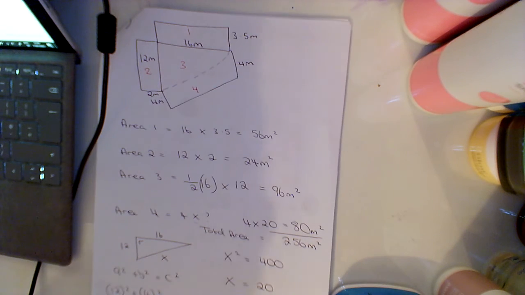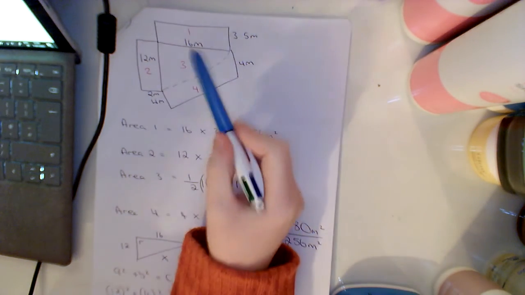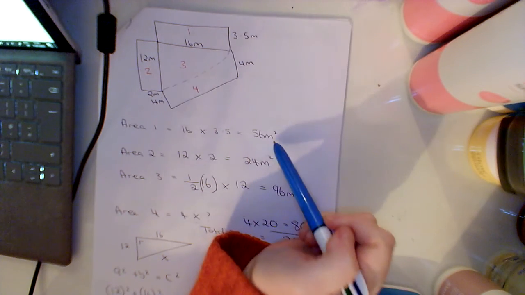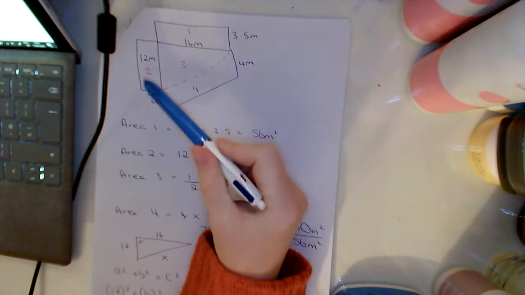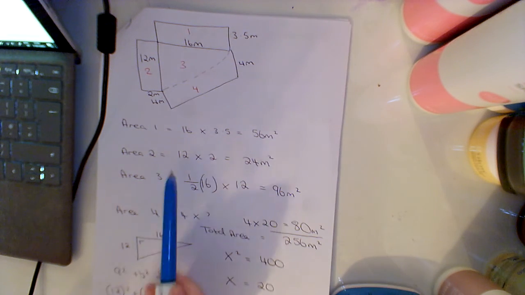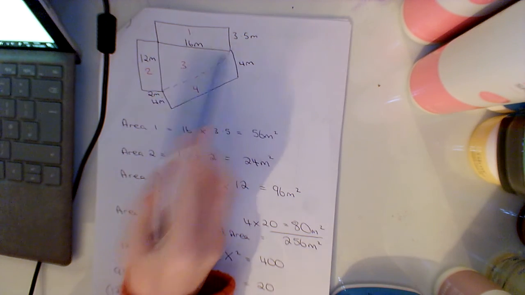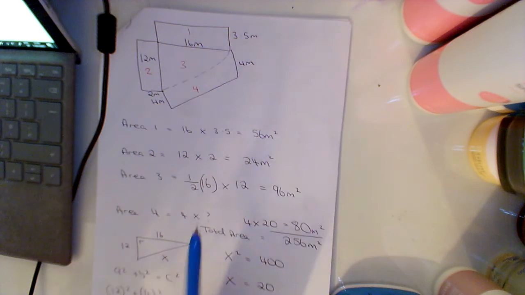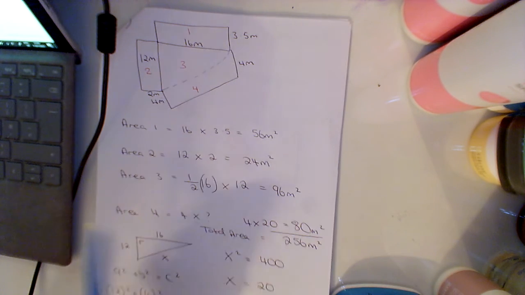And here I have part V, so this is broken up into 3 rectangles and 1 triangle. So I got the area of this rectangle first, 16 by 3.5, which will give me 56 meters squared. Then I got the area of this, so it was 2 by 12, which gives me 24 meters squared. And then I got the area of 3, which is a triangle, so it's half my base, my base is 16 by my perpendicular height, which is 12, and I got 96 meters squared.